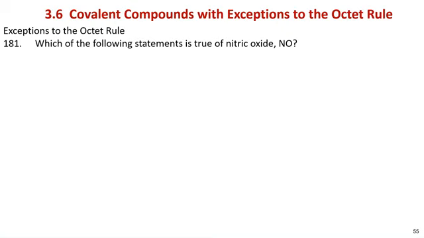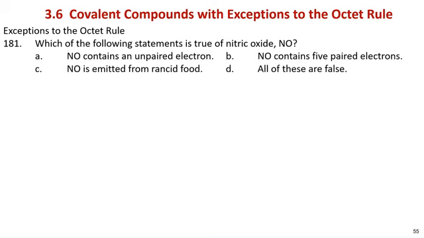Therefore, when a Lewis structure has a lone pair of electrons, that is the exception. That's not a duet or octet. So, NO contains an unpaired electron. That is the correct statement. Therefore, it doesn't obey the octet rule.